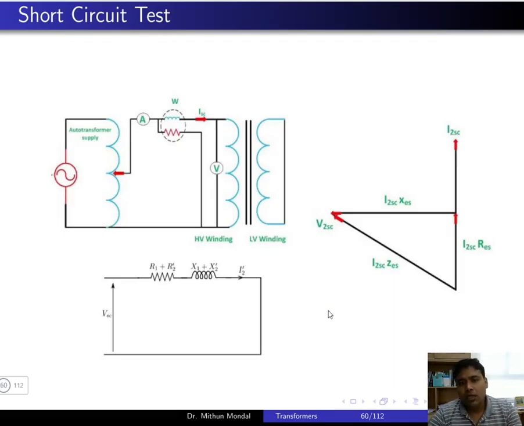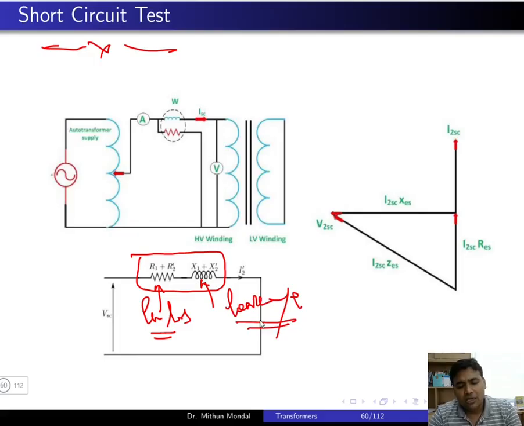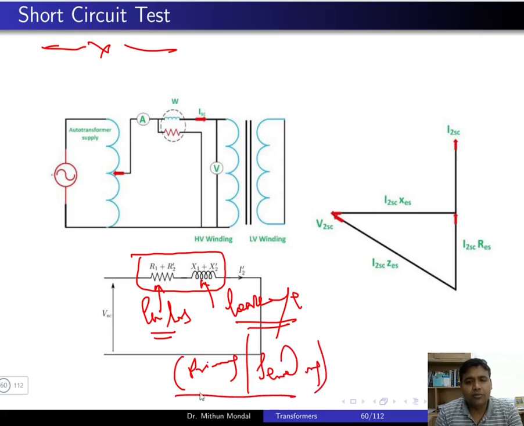So the next test that we are going to do is basically the short circuit test. In the short circuit test, we are trying to find the series parameters, the total resistance and the total reactance. This total resistance is basically used to find the copper loss, and the total reactance is basically used to find the leakage. So copper loss and leakage we are going to find using the short circuit test, and this is referred to one of the sides. Either you can refer it to the primary side or the secondary side of the transformer, because we are going to find the total copper loss and the total leakage in the transformer.